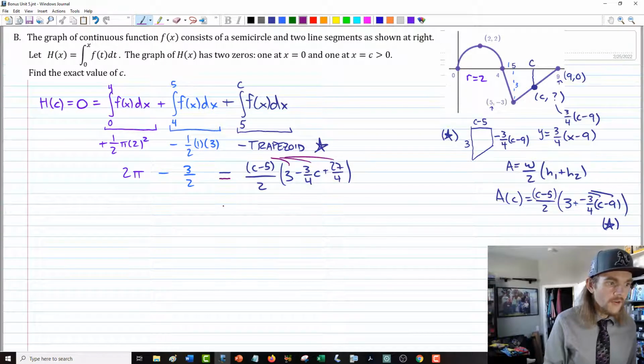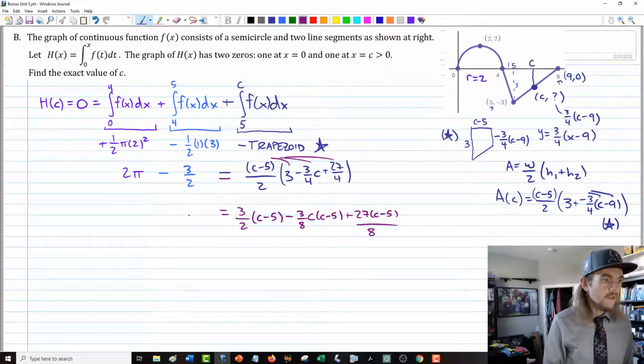And this is going to be a whole lot of a thing, but we'll just play with it for a second. We'll see what happens. We'll get 3 over 2 times C minus 5. We'll get minus 3/8 C times C minus 5. And then finally, we'll get plus 27 C minus 5 over 8. And all of that is equal to 2 pi minus 3 over 2.